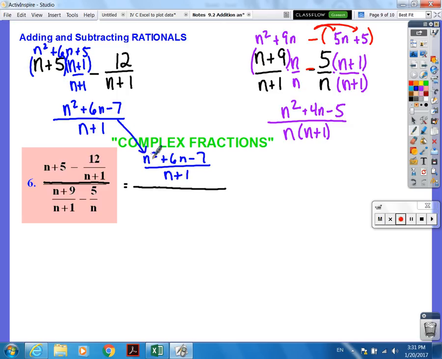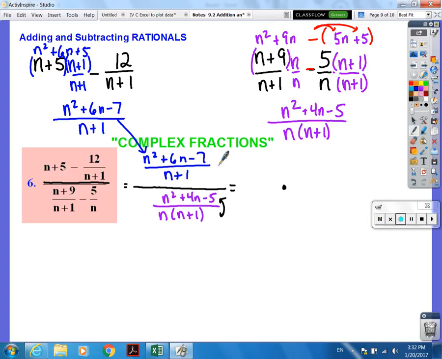It's that right there. The bottom part, this right here, has a denominator of n and n plus 1. Its numerator is n squared plus 4n minus 5. And remember that when we have two fractions, we divide them on top of each other. So I'm going to rewrite this one as a multiplication where I flip the second and multiply. So I'll have something times something else.